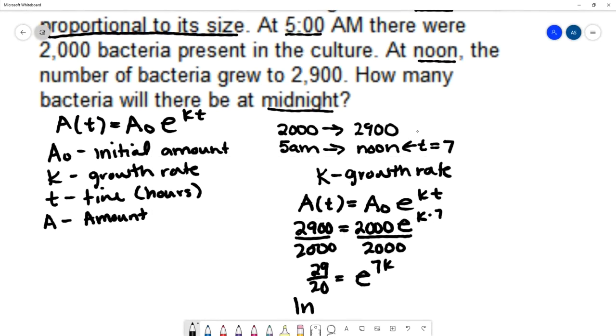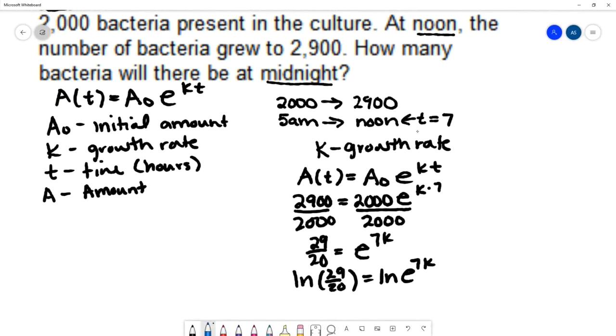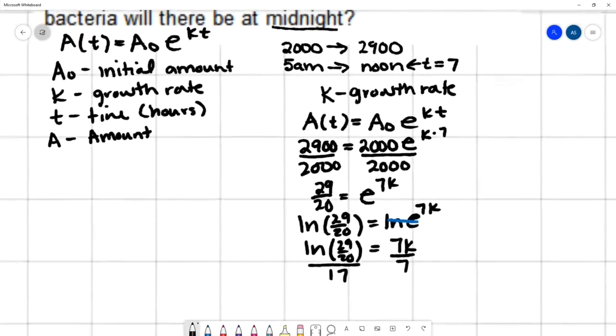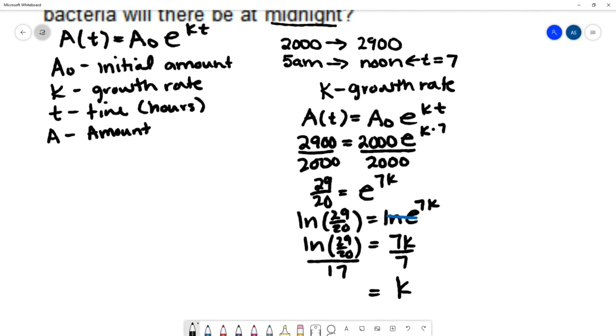I'm going to take the natural log of both sides. Natural log and e are inverses of each other, they cancel. So on the right hand side we have 7k. And we'll get k by itself by dividing both sides by 7. So we have our growth rate k being natural log of 29 over 20 over, I wrote 17 there, that should be a 7, over 7.